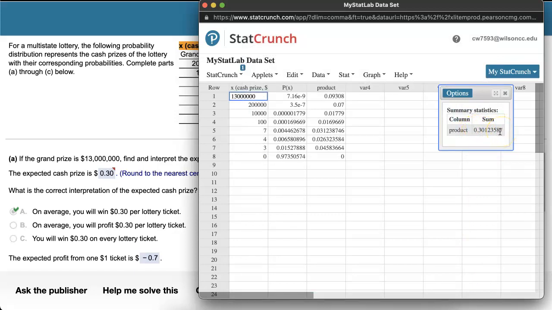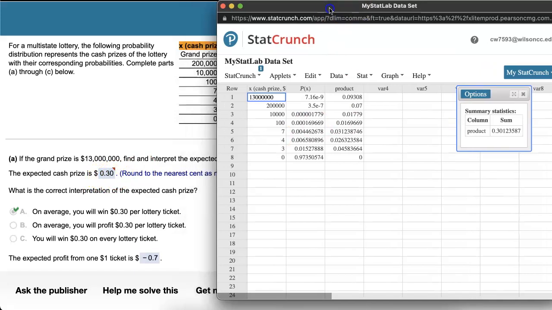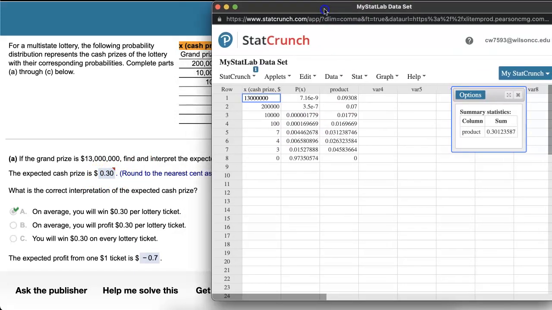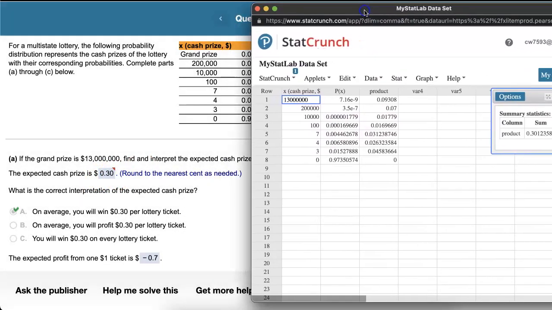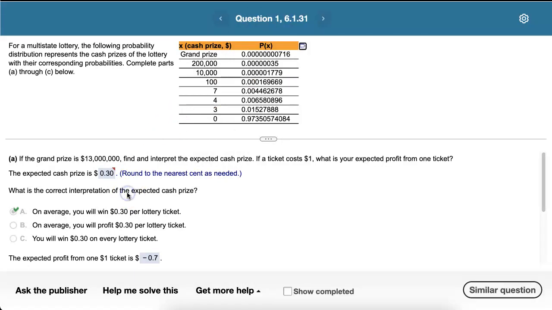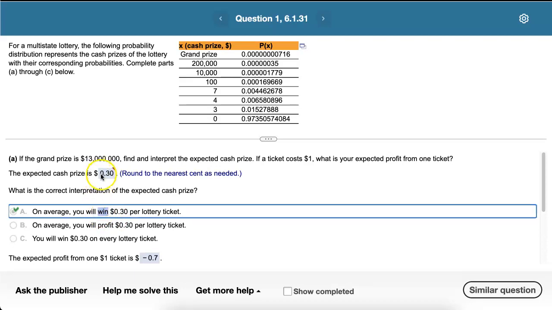That is the expected value. So you'll see that over here. That's the expected value, 0.30 when rounded to the nearest cent. As far as interpreting that, what that means is that on average, you should expect to win 30 cents per lottery ticket. And we say here win because that's a positive expected value.